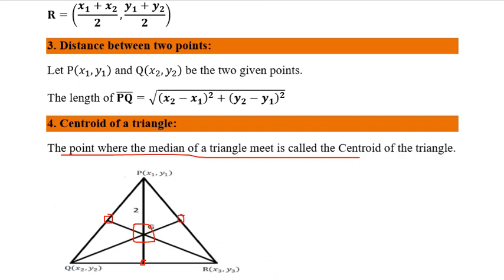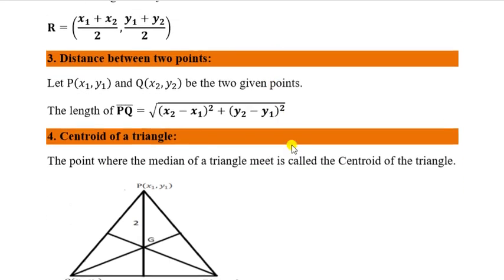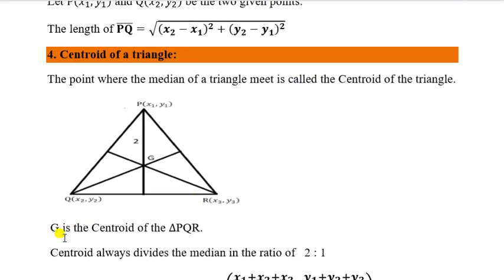And one more thing: the centroid of a triangle always divides the median in the 2:1 ratio. Which ratio? 2:1. That's the centroid. See here, I have written G is the centroid of the triangle PQR, and the centroid always divides the median in the ratio of 2:1.